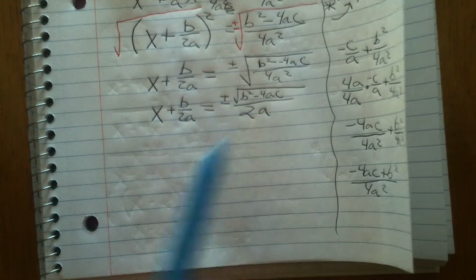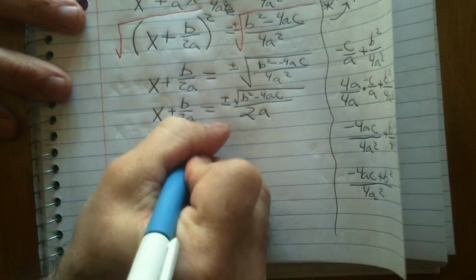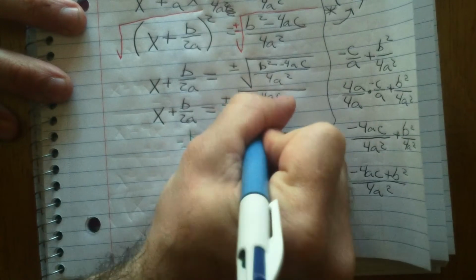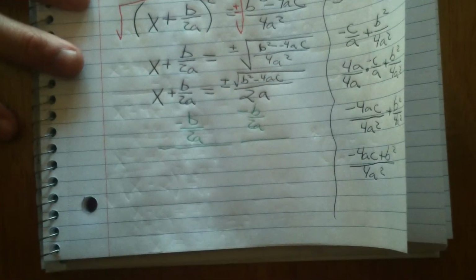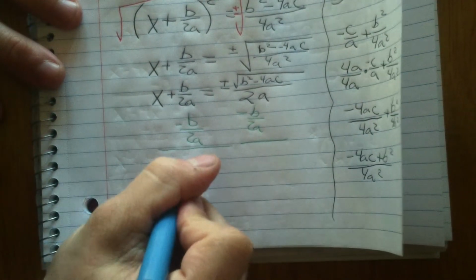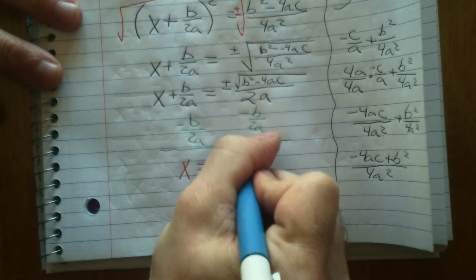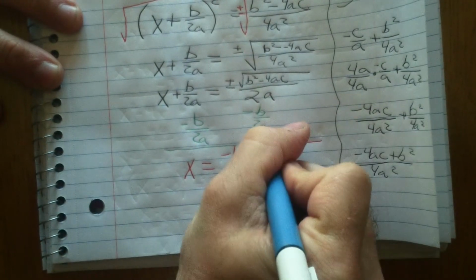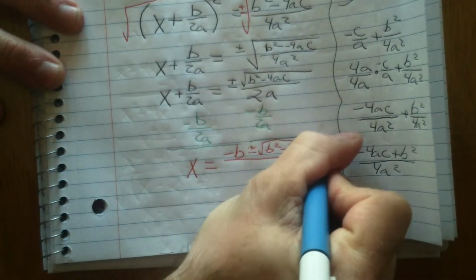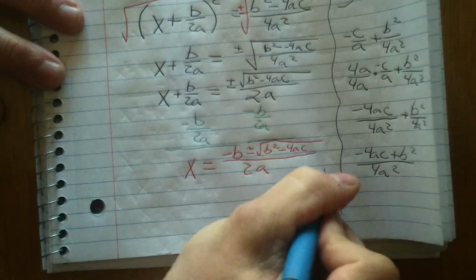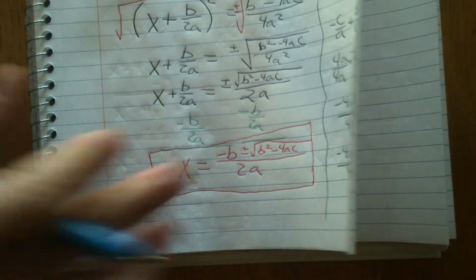So we're going to subtract b over 2a from both sides to get x by itself. So subtract b over 2a, subtract b over 2a, and ta-da, we are done, and we end up with x equals negative b plus or minus the square root of b squared minus 4ac all over 2a, which hopefully you recognize as the quadratic formula.